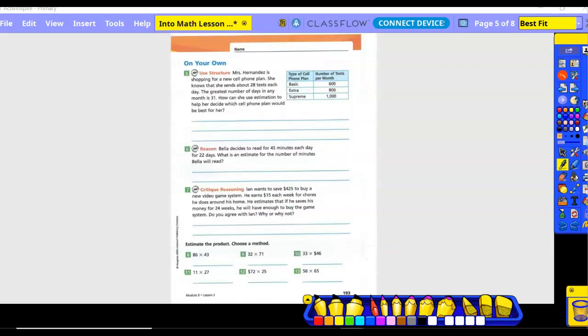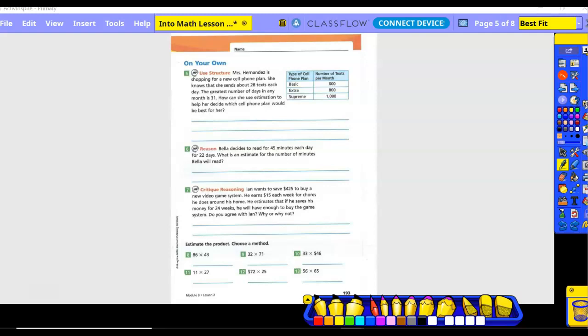On your own, number 5, use structure. Mrs. Hernandez is shopping for a new cell phone plan. She knows that she sends about 28 texts each day. The greatest number of days in any month is 31. How can she use estimation to help her decide which cell phone plan would be best for her? Okay, so what would we want to do?